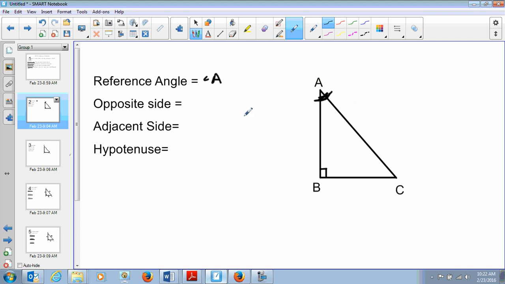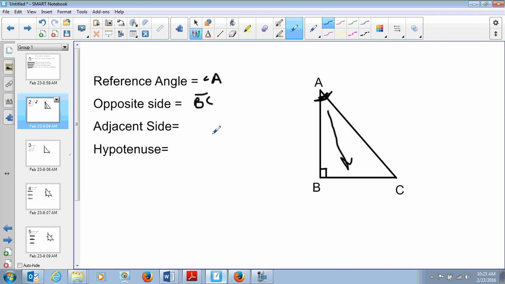So now we have three different sides. We have a side that's opposite of angle A. Now, when I'm looking at angle A, I like to think of the opposite side as the side that doesn't touch angle A. It has nothing to do with it. So these two sides touch angle A. They create it, really. BC does not create angle A. So BC is going to be the side that's opposite of angle A.